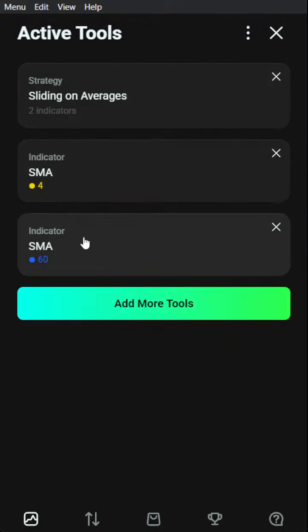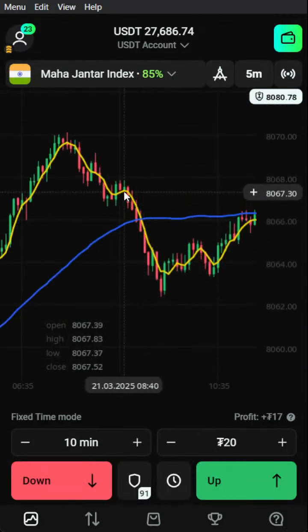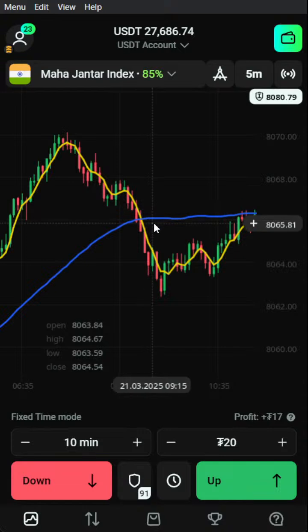People who can take the screenshot, it's a starter level strategy, so most of you would have access to this, with SMA 4 and SMA 60. Over here we saw that the SMA 4 came from the top and intersected the SMA 60 in the bottom direction. When it comes from the top and intersects in the bottom direction, that is a signal to open a 2 to 3 minutes down trade.